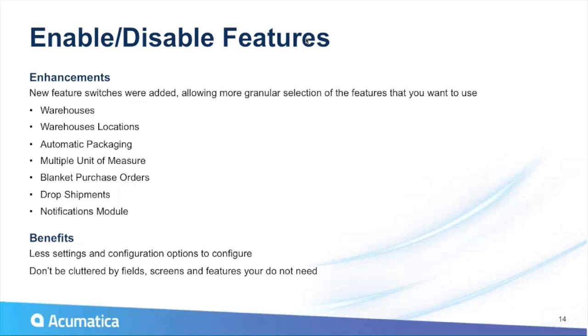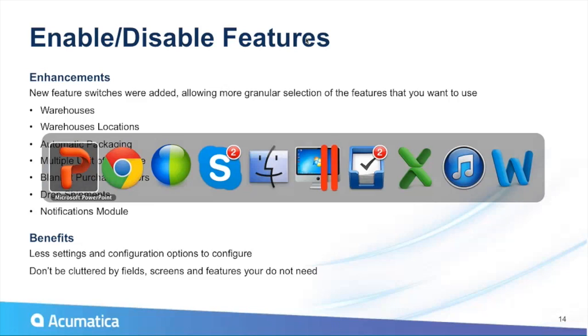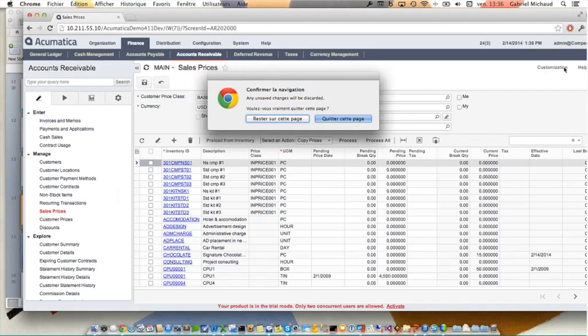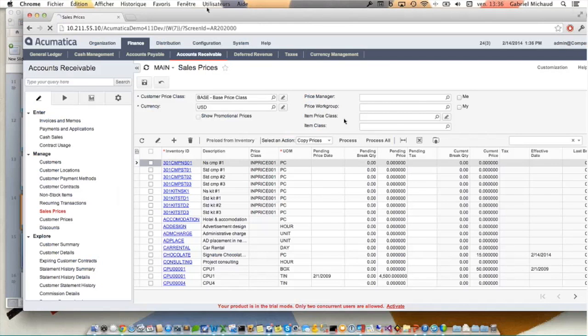So it's a way to make the application easier to use. So I'm going to show you quickly what happens when you try to use a system and warehouses are not enabled.